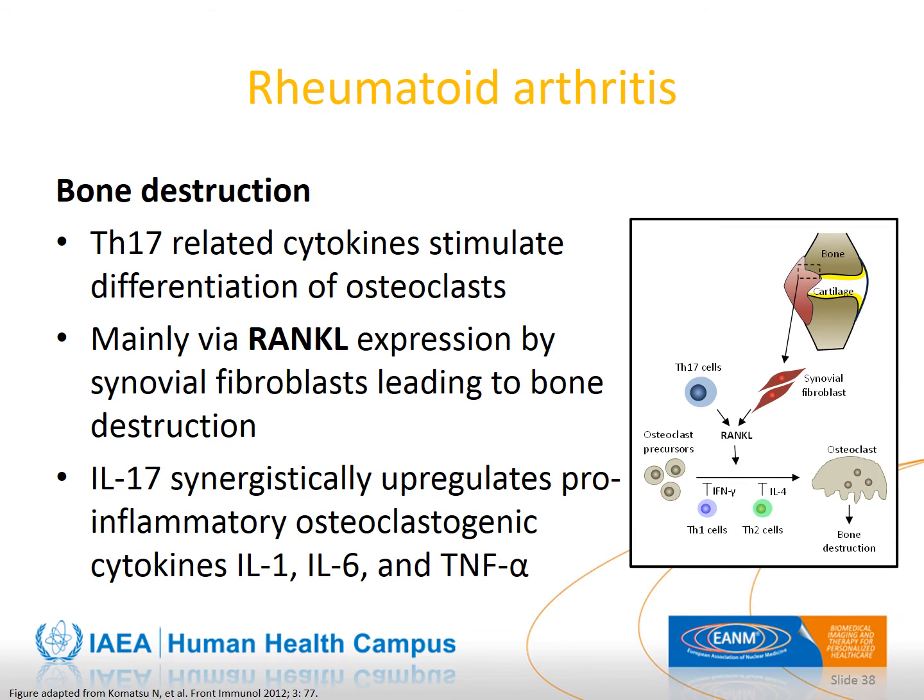The third phase of rheumatoid arthritis is when bone destruction becomes apparent. Again, the Th17 cell is pivotal in this process by inducing RANKL expression that will promote the maturation and function of osteoclasts. In addition, interleukin-17 synergistically upregulates pro-inflammatory osteoclastogenic cytokines, including interleukin-1, interleukin-6, and TNF-alpha.